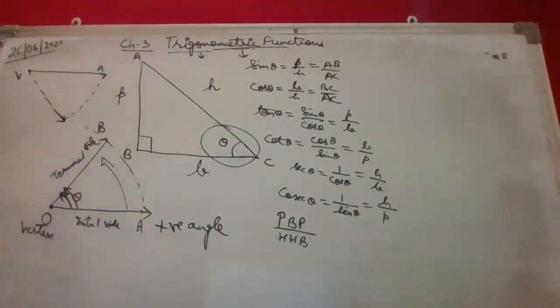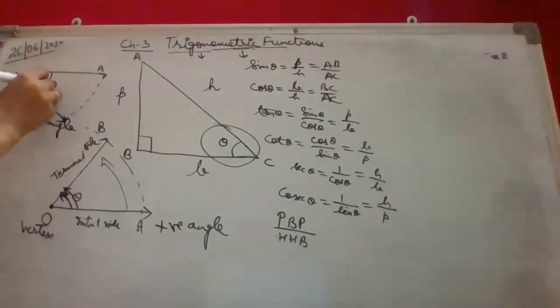Both the ways are correct. So it is going to this theta. Now it is moving in clockwise direction. Whenever the original ray is changing its position from initial side to terminal side, such that it is moving in clockwise direction, this is always taken as negative angle.